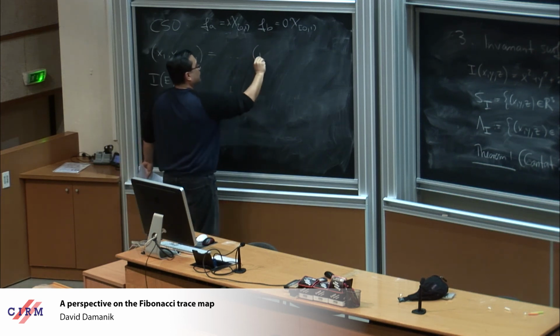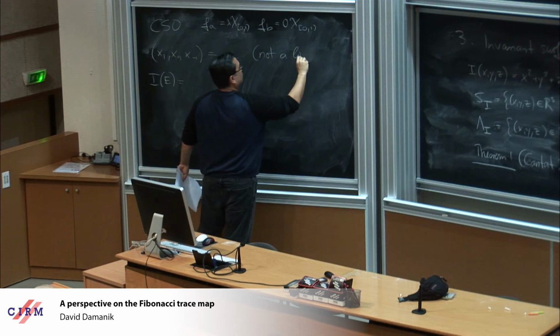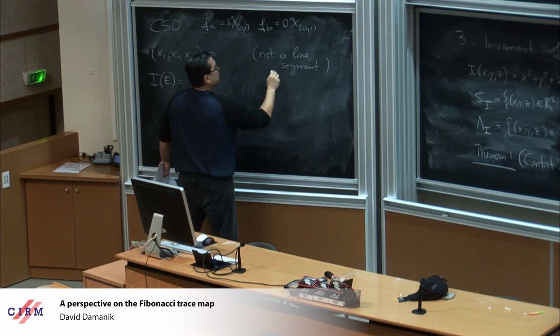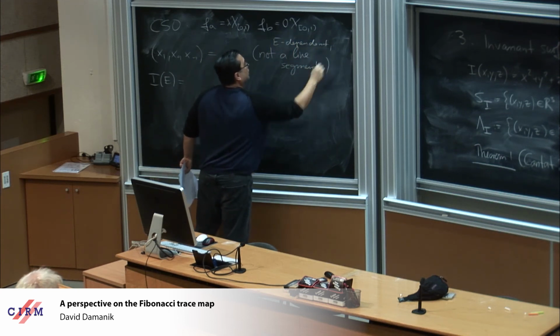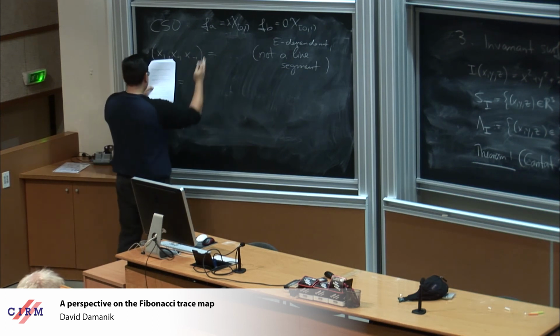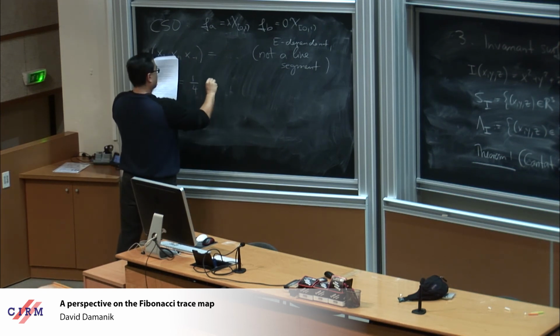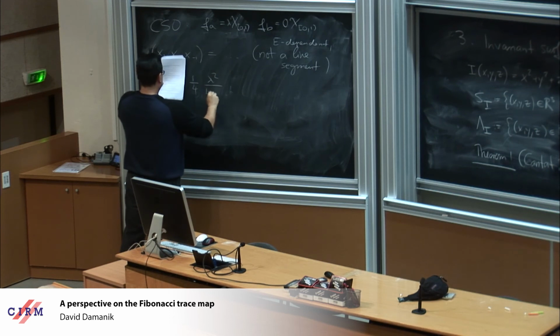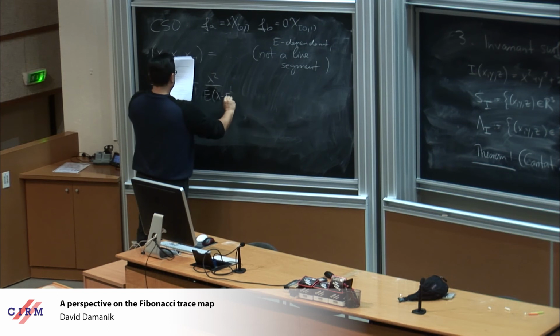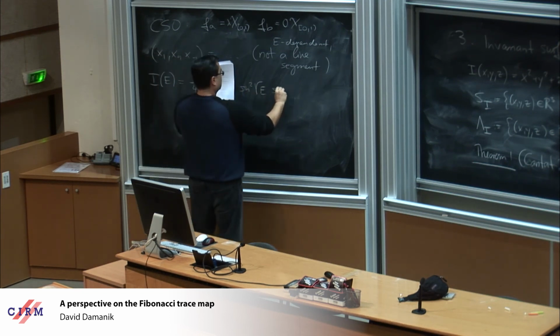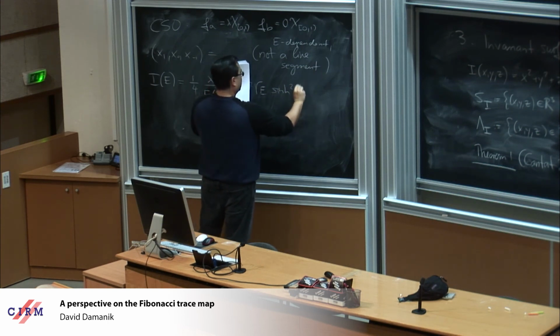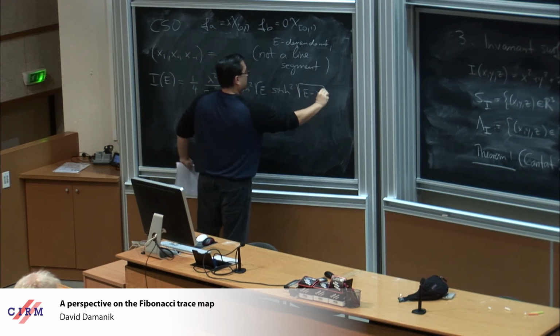Sorry, not a line segment, so that's what one observes here. So this is sort of the additional complication. So E dependent, but not a line segment, and I of E in this particular case is 1/4, and you get a 4, sorry, E lambda minus E sine squared root E sine hyperbolic sine squared root E minus lambda.